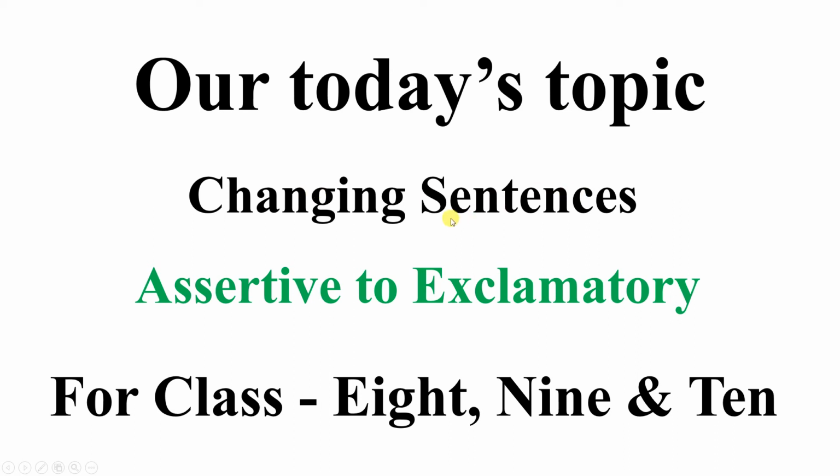Many topics are included in changing sentences. Another topic is assertive to exclamatory. An assertive sentence means those sentences which express a statement. Any kind of statement is called an assertive sentence, and those sentences which express emotion are called exclamatory sentences. And emotion can be joyful, can be sorrow, can be wonder. Okay, let's begin our today's class.